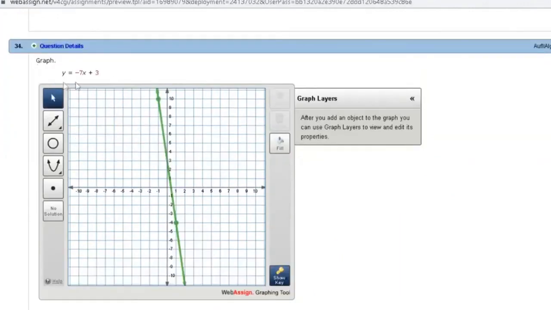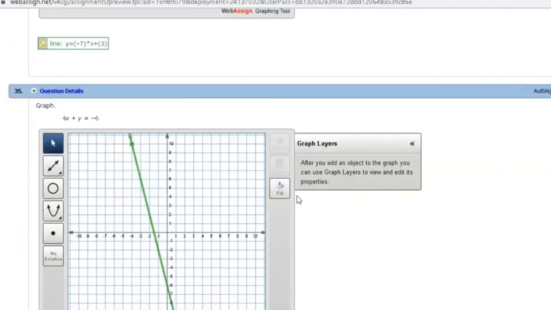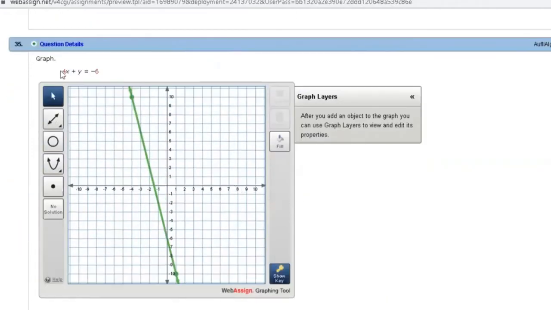So for number 34, it is in slope-intercept form. So the y-intercept is +3. So we could just plot a point at 3 here on the y-axis. And because the slope is -7, we can go down 7 and to the right 1, because -7 is the same thing as -7/1. Okay, so let's look at this one.